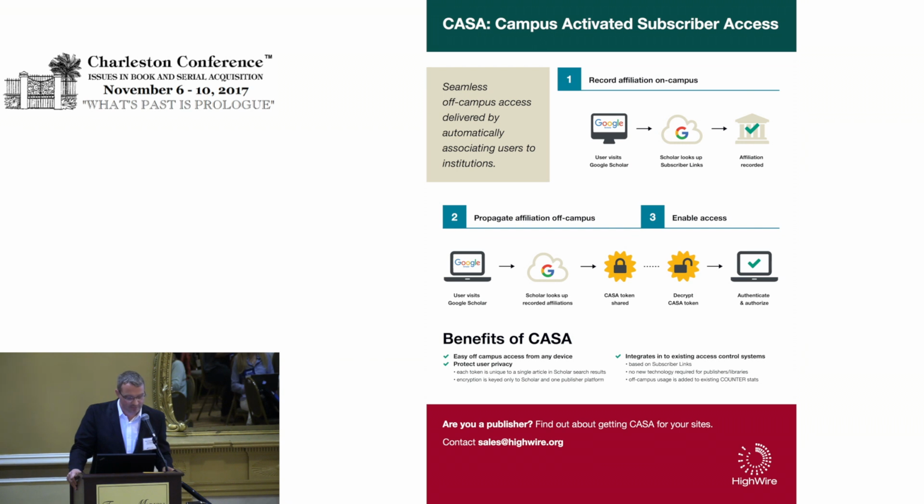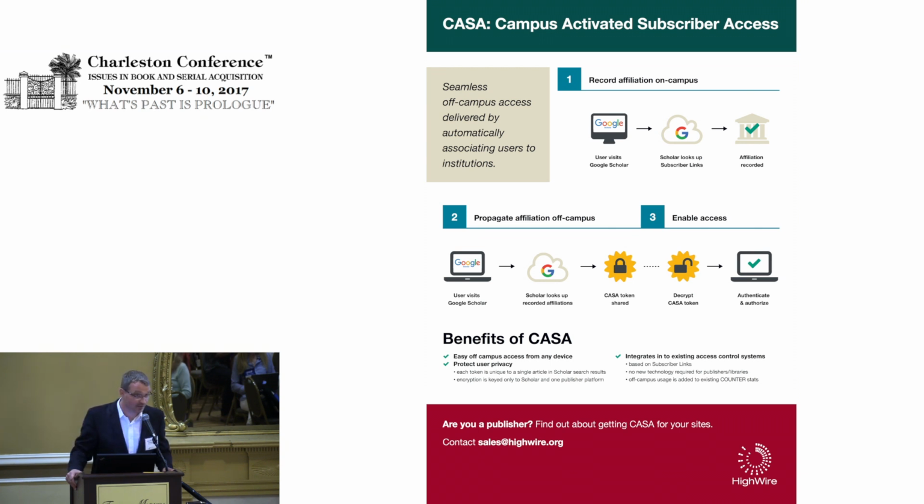What then happens is that a token is created. I'll get into that in more detail a little bit later, and that token is used for authentication or authorization. There is no configuration required, nothing needs to be installed, there's no new technology needed. The only thing that needs to happen is that a publisher needs to enable CASA on their platform. CASA is now available, we piloted it, and all the publishers that are on our platforms can use it, and I believe Project Muse has enabled CASA.